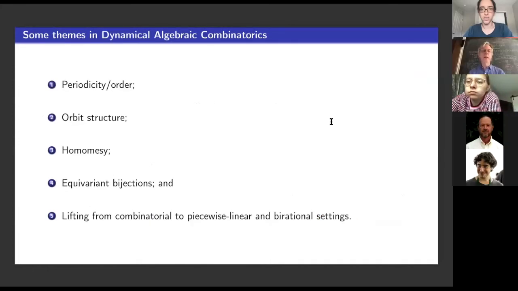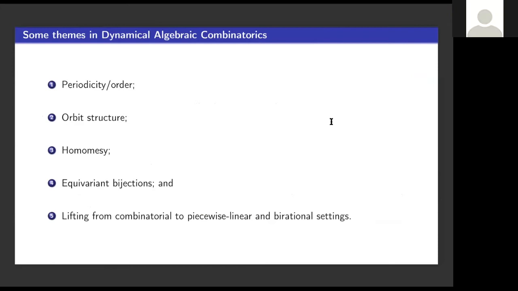So dynamical algebraic combinatorics covers a range of different possible things. And in a 25-minute talk, I'm just going to focus on a few examples and a few themes. So here are the themes. The themes are questions of periodicity and order.